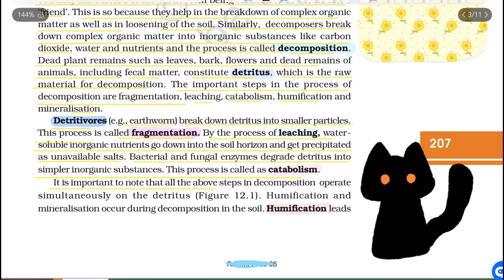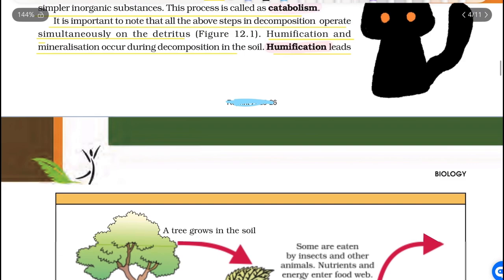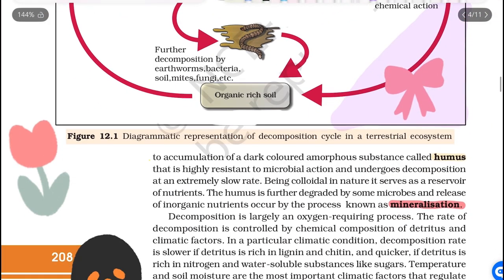It is important to note that all the above steps in decomposition operate simultaneously on the detritus. Humidification and mineralization occur during decomposition in the soil. Humidification leads to accumulation of dark colored amorphous substance called humus that's highly resistant to microbial action and undergoes decomposition at an extremely slow rate.